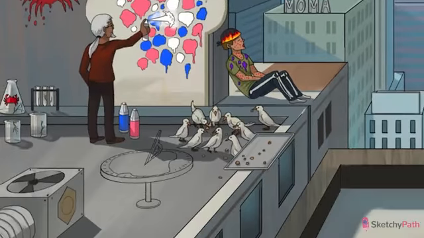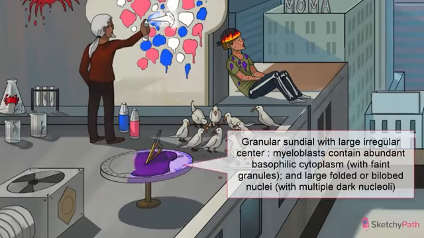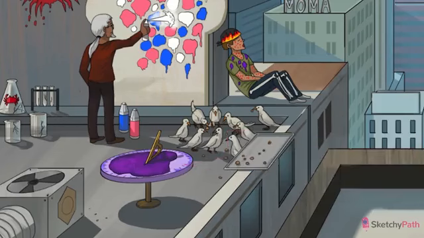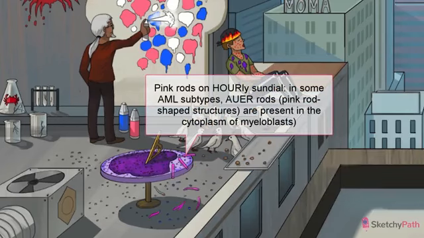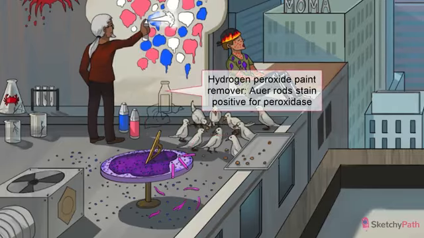On histology, myeloblasts are large cells with abundant basophilic cytoplasm, often with faint granulation. Myeloblast nuclei are often folded or bilobed, containing multiple dark nucleoli. In some AML subtypes, the cytoplasm of these myeloblasts contains pathognomonic Auer rods, pink rod-shaped structures that stain positive for peroxidase. In this scene, just some peroxide paint remover. Auer rods indicate partial myeloid differentiation. In other words, these cells were destined to become granulocytes before getting sidetracked.